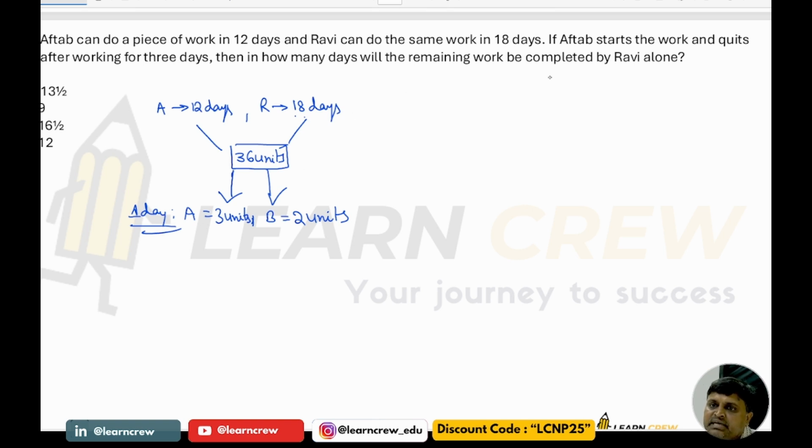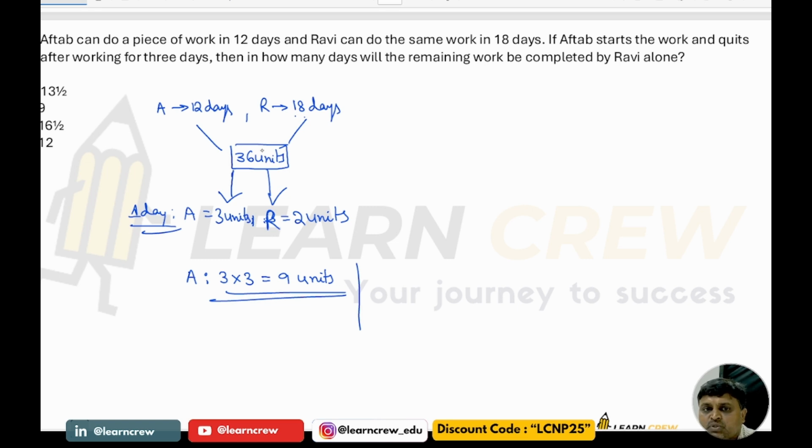And what is given here? After B means Ravi here. Okay, Aftab started the work and quits after working for 3 days. So Aftab 3 days working, 3 units per day. So 3 into 3, 9 units is done by Aftab alone. Then after 3 days he is leaving.